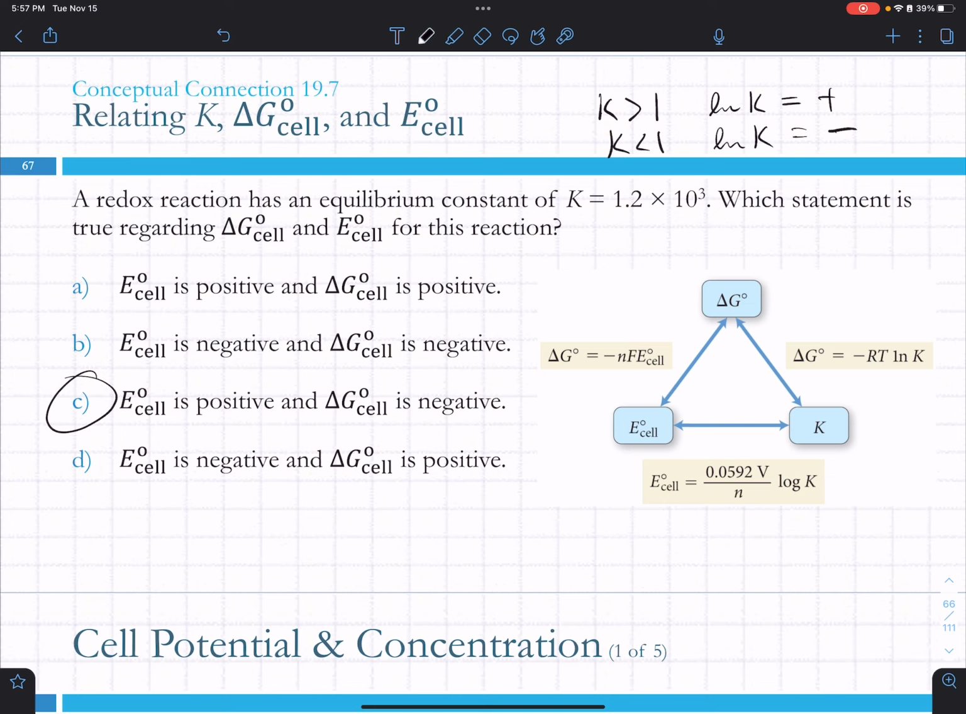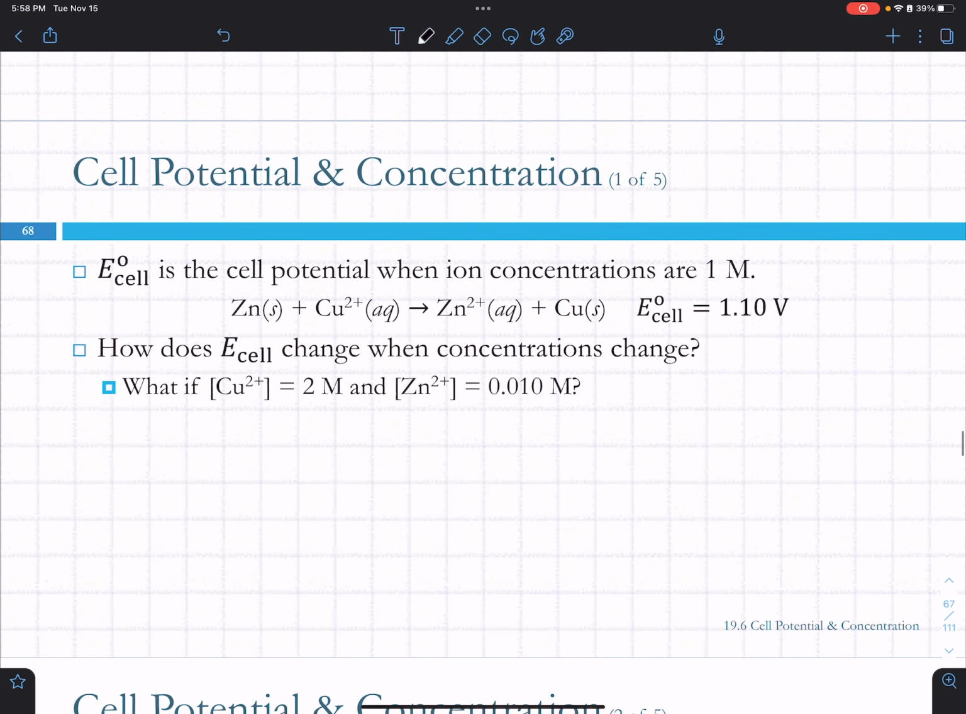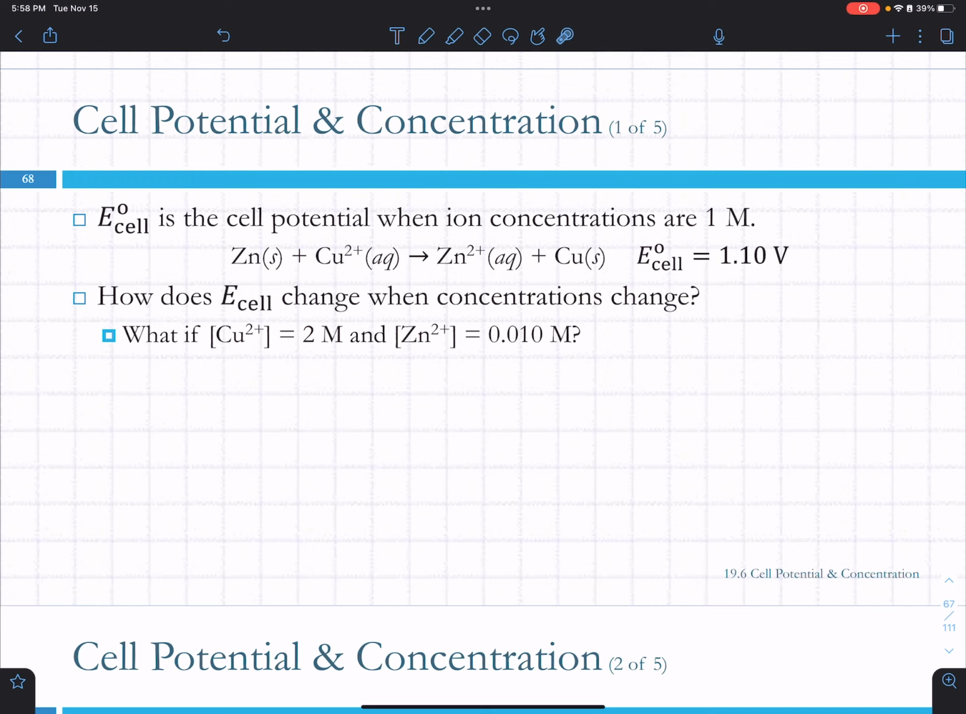So positive voltage means spontaneous. Negative change in Gibbs free energy means spontaneous. Can't have a negative voltage and a negative change in Gibbs free energy. All right, so that's all for standard conditions.